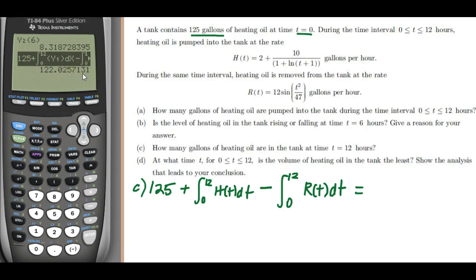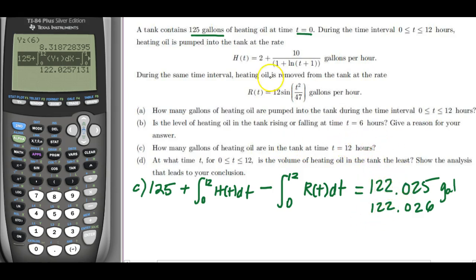So we could now round this final answer, so you'll see all of the integrals are entered there, as 122.025 or 122.026. Those would be the two acceptable answers. My units would be in gallons. So how many gallons were in the tank at 12 hours?